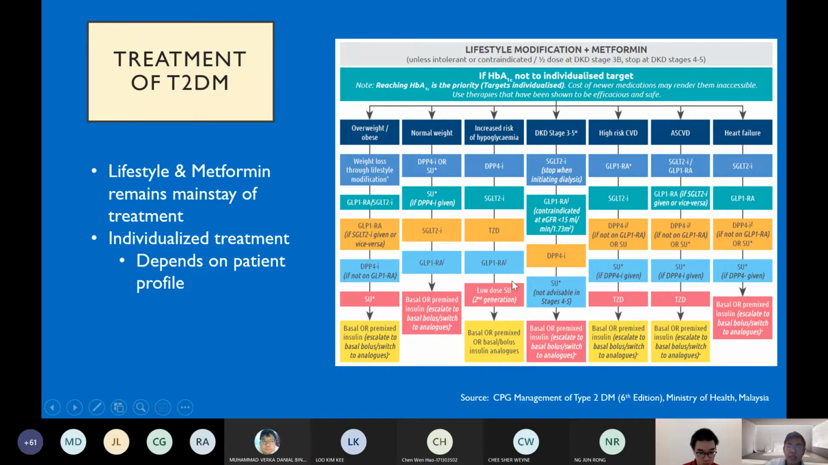So as you can see, the sulfonylurea still is within this regimen of this patient profile, but it's way low down there, okay, and usually we use the safer second generation sulfonylureas such as your gliclazide, yeah, that has much lesser risk of hypoglycemia.